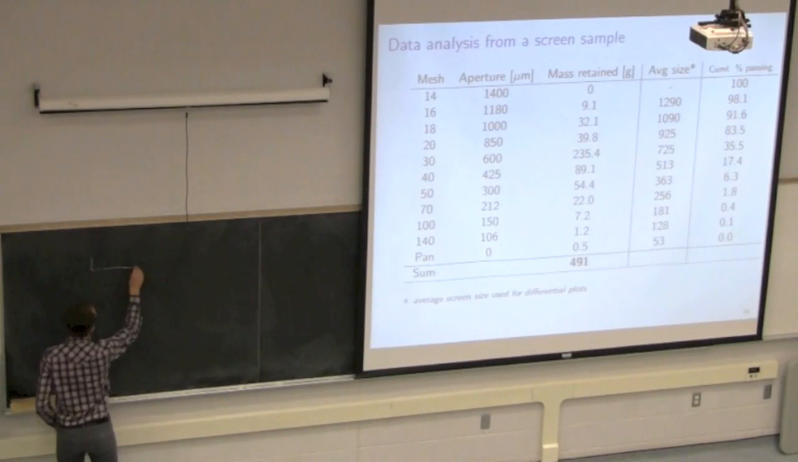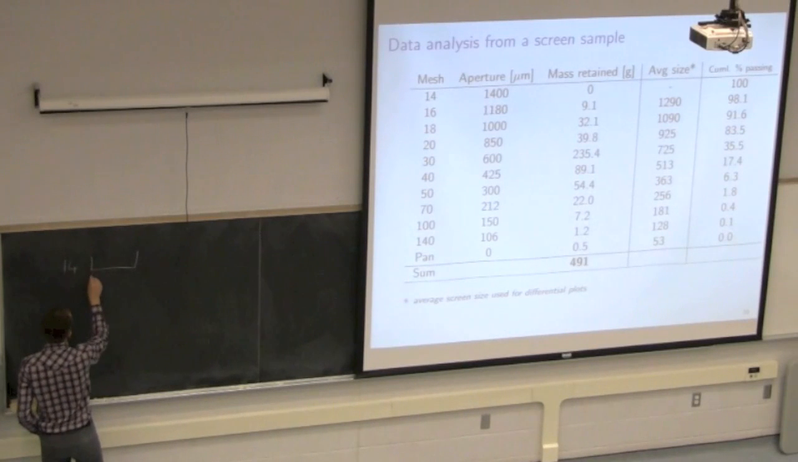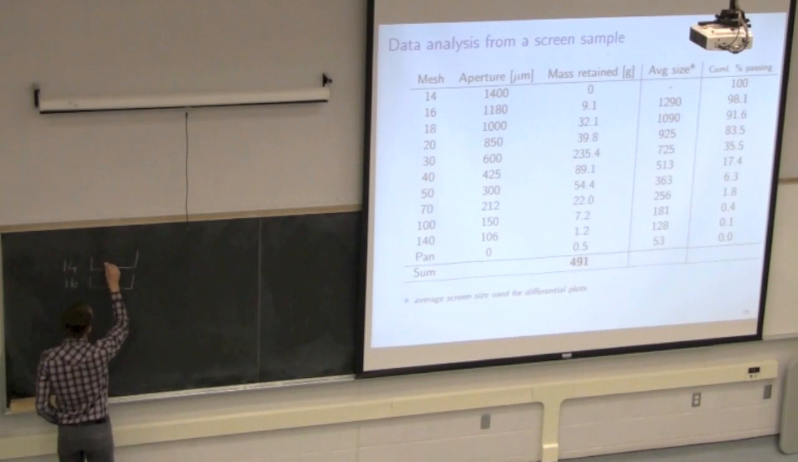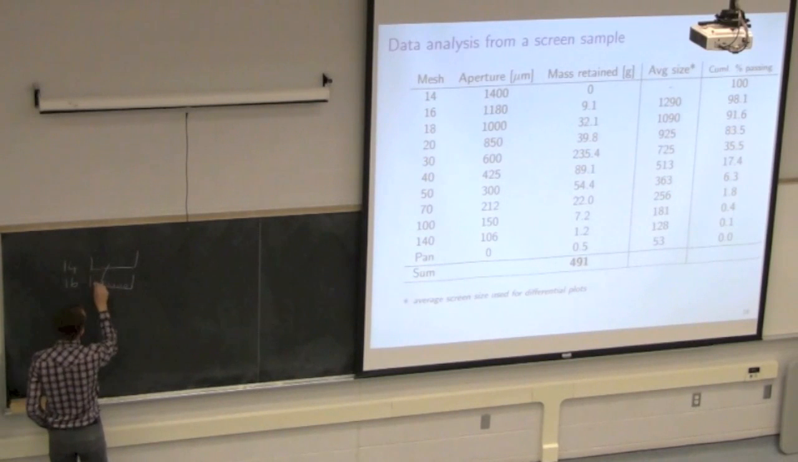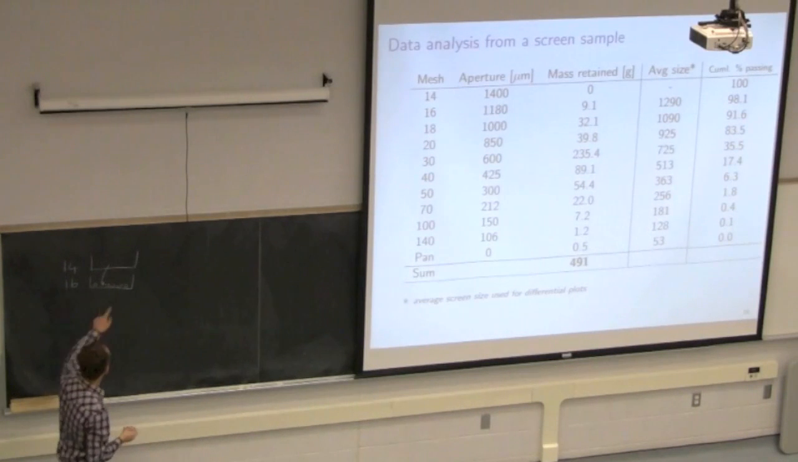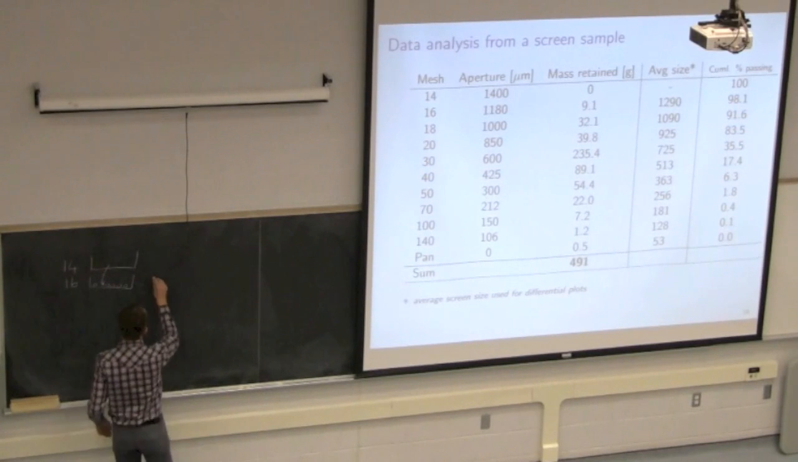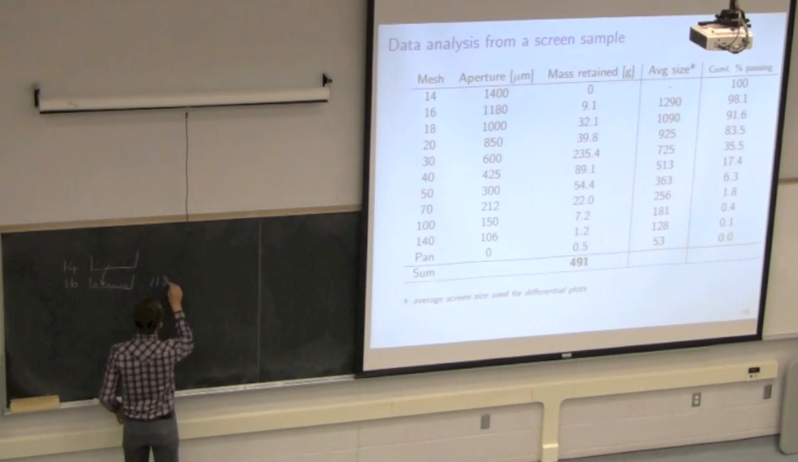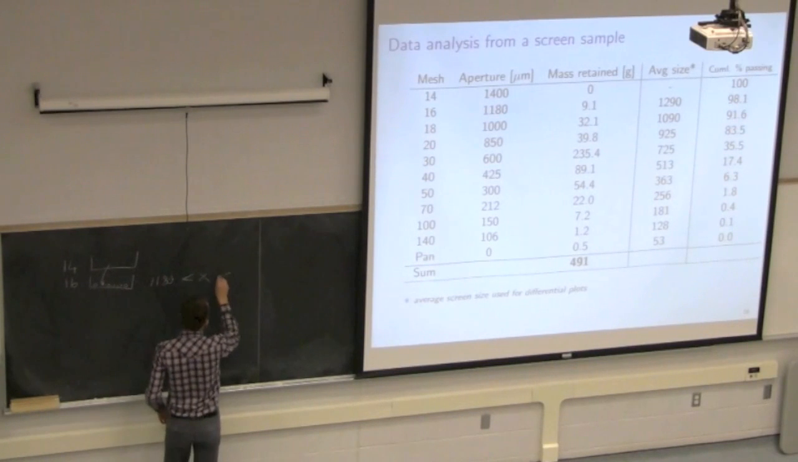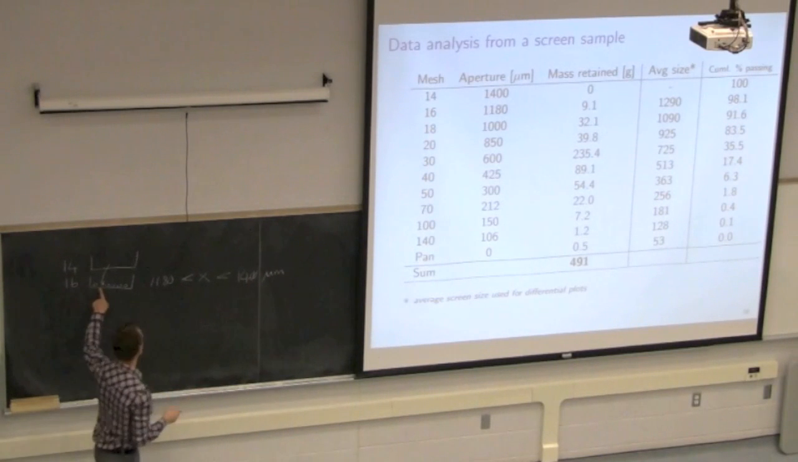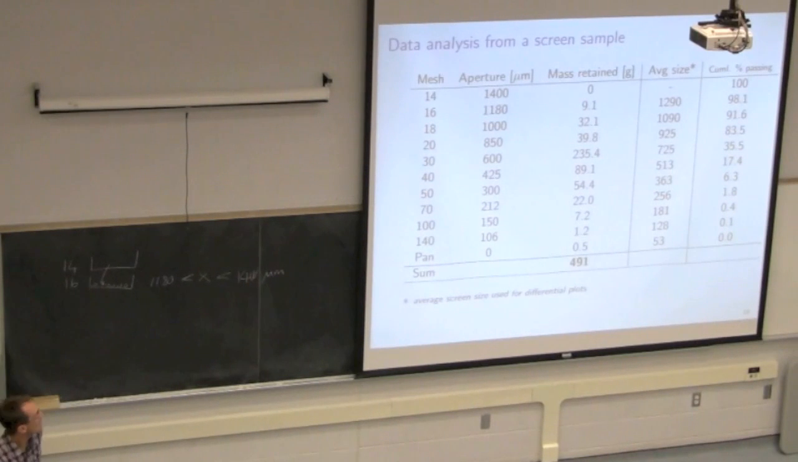Let me draw this visually if that will help. Here's my mesh 14 screen, and here's my mesh 16 screen. Particles that have passed through the mesh 14 and are retained over here on the mesh 16 screen, we know they're smaller than 1400 microns but larger than 1180. So these particles are between 1180 and 1400 microns, all retained on the mesh 16 screen.